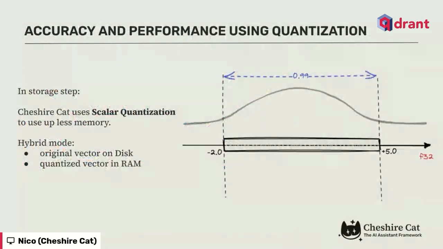Another feature is the quantization, because with this Qdrant feature, we improve the accuracy and the performance. We use the scalar quantization because we are model agnostic, and other quantization like the binary quantization, if you read in the Qdrant documents, is experimented on not all embedders, but also OpenAI and Cohere, if I remember well. We use the scalar quantization, and it is used in the storage step. The vectors are quantized and stored in hybrid mode: the original vector on disk, the quantized vector in RAM.